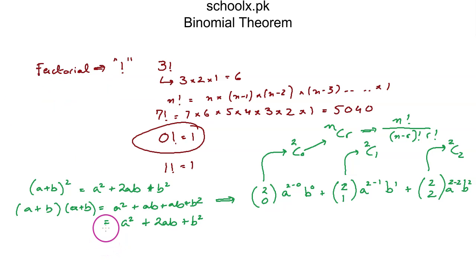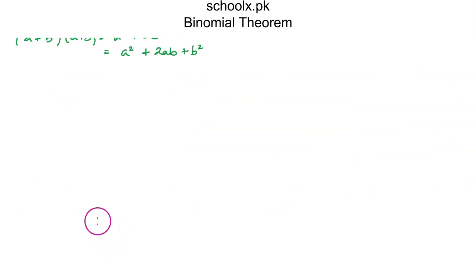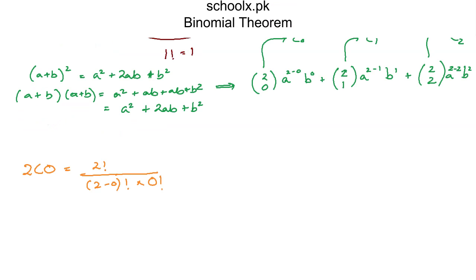If you write 2C0 in your calculator, you'll get the answer for 2 factorial over (2 minus 0) factorial into 0 factorial. Right? There's a symbol C in your calculator. You just write 2C0, you'll get the combination of 0 from 2. Right? So moving back to this.